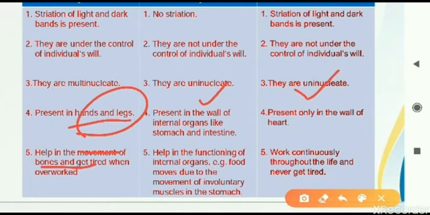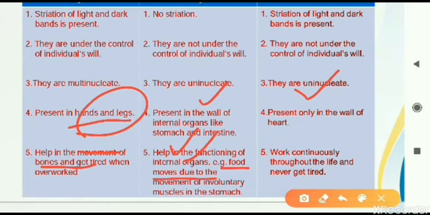Next are the involuntary muscles. Where are they working? They are in the stomach and intestine, for example. So what is happening there? The food is moving regularly. Food is not stopping at one place. The food is pushed because the involuntary muscles are working regularly. That is the function of involuntary muscles. They help in the functioning of internal organs like the stomach and the intestine.